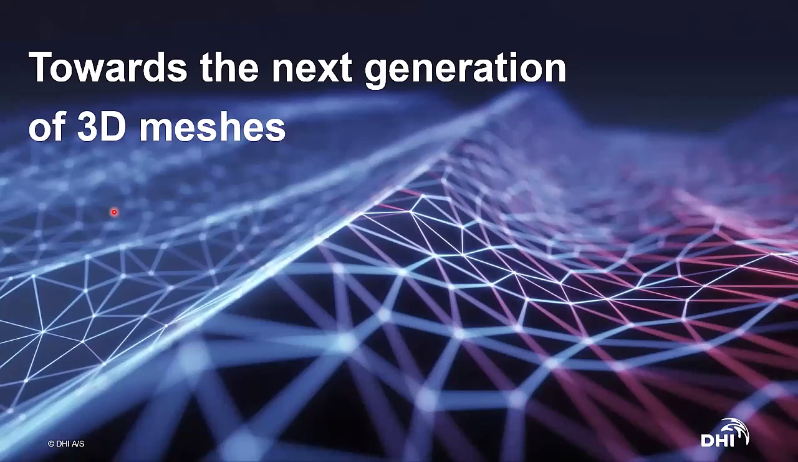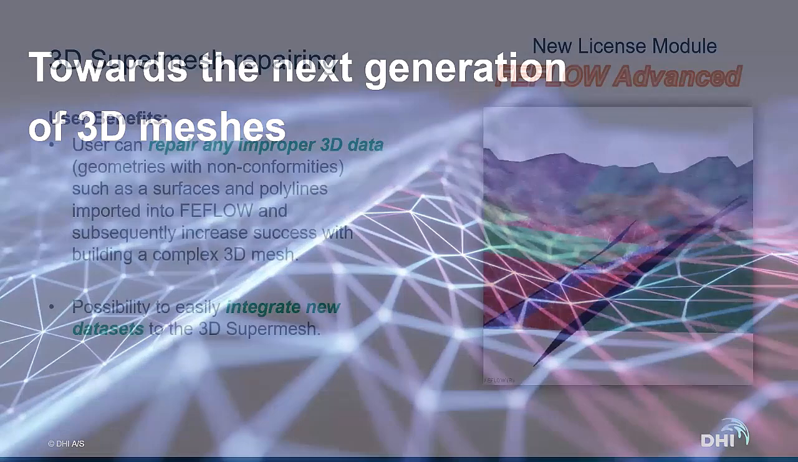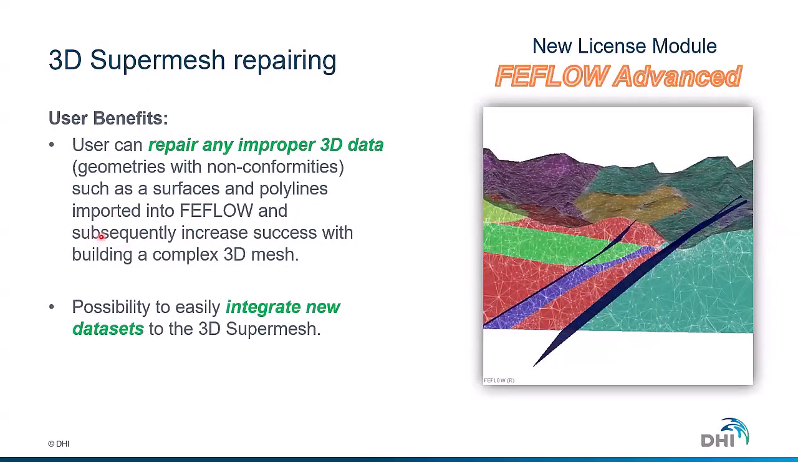Okay, but how do we fix all these problems? This is what we have been working on for approximately the last 2 years. We introduced a new package called FEFLOW Advanced. This is a package which requires a license, and it is offered for subscription and professional licenses from the FH3 or FM3 up to the maximum level FNH3. What this package does is basically repair improper data.